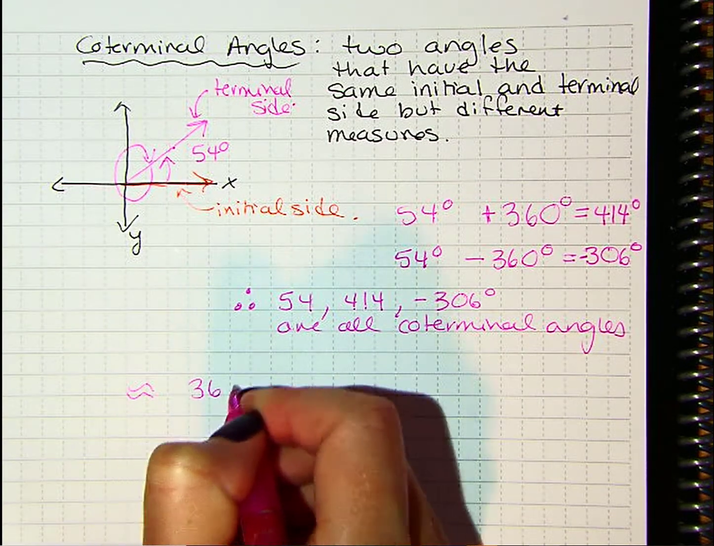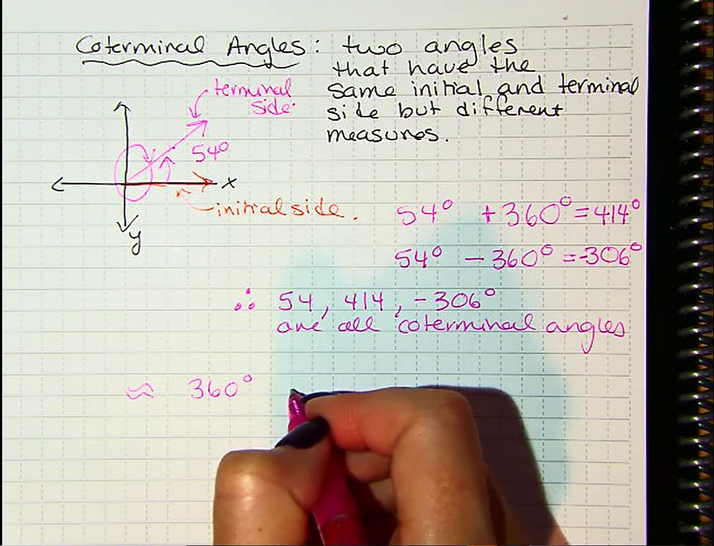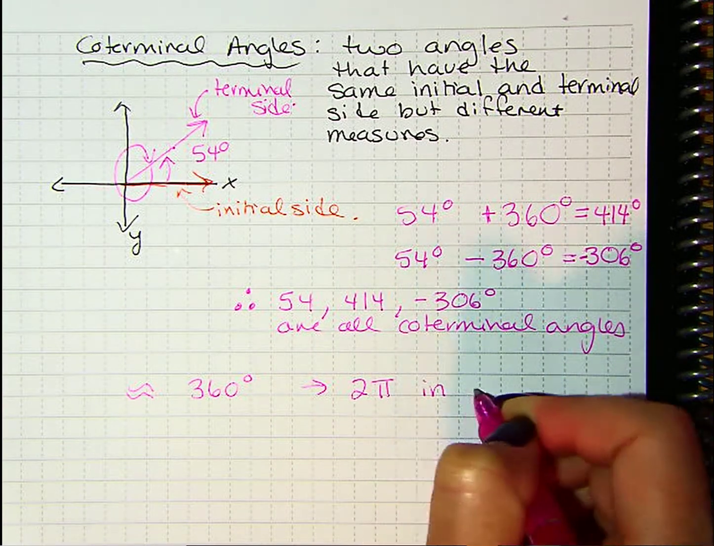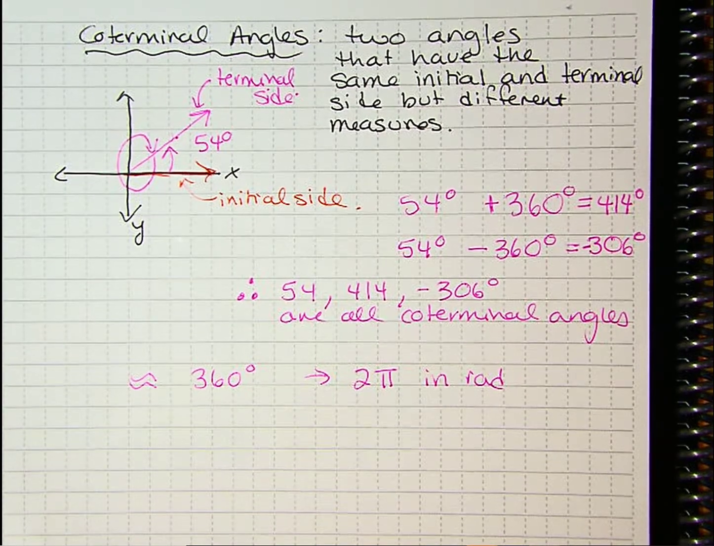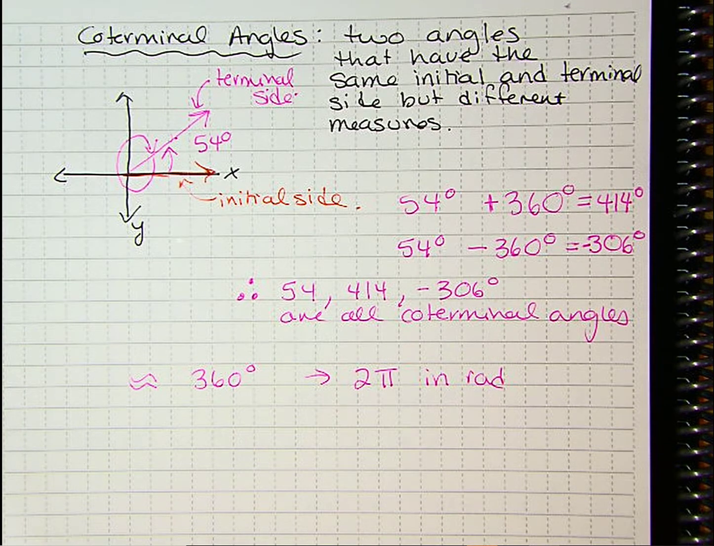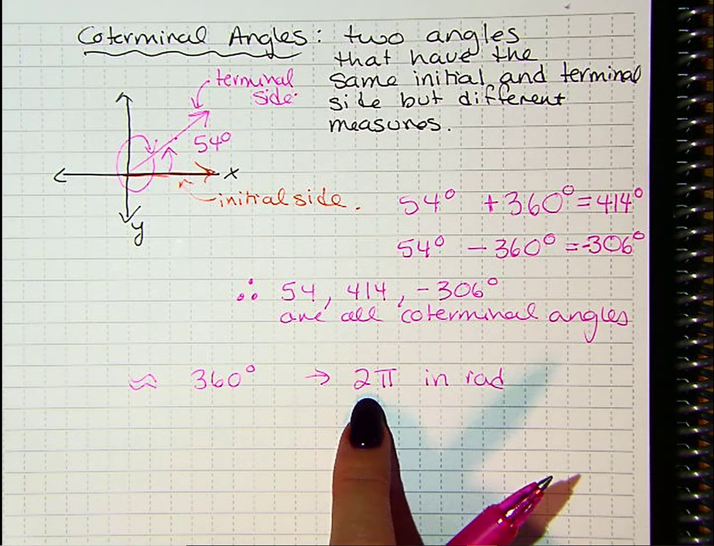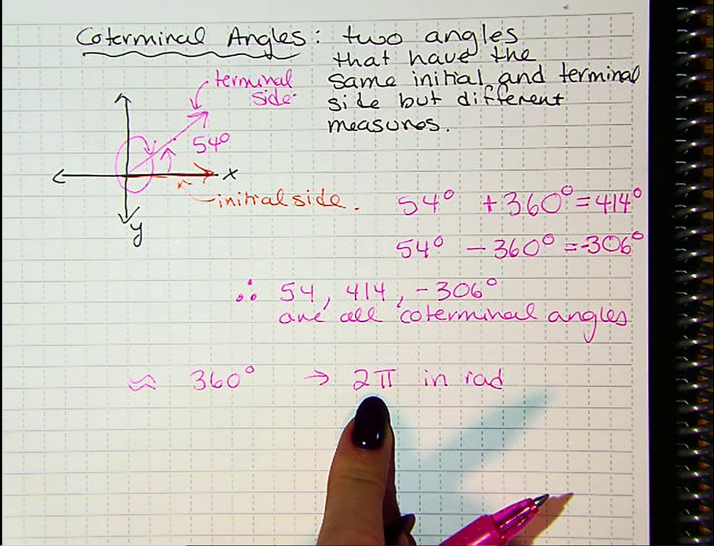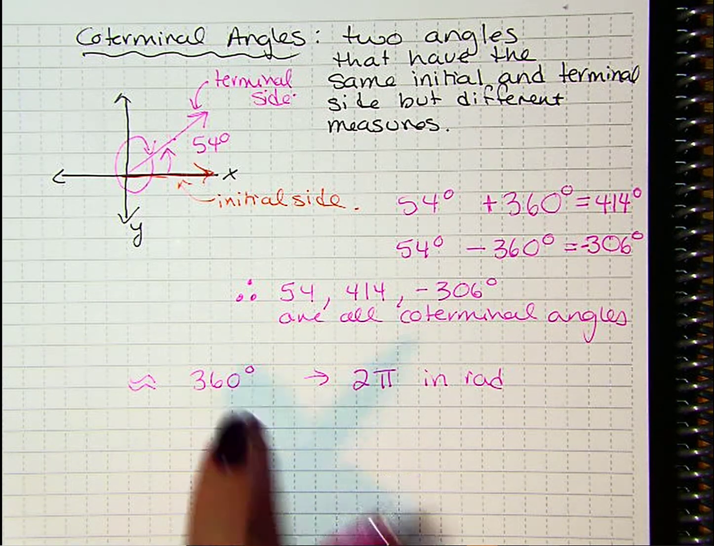So 360 degrees is one full rotation. That is 2 pi in radians. So if you were given a coterminal question and you were given the original angle in radians, you would add and subtract 2 pi because you need to be consistent with your units rather than adding and subtracting 360 degrees.